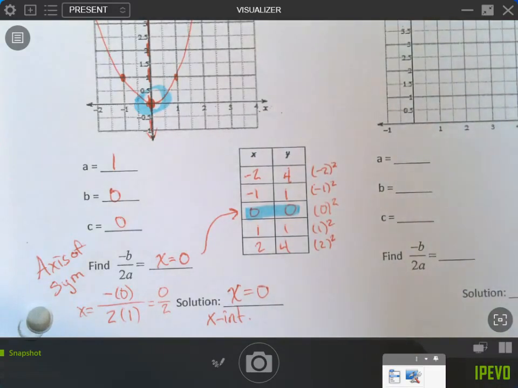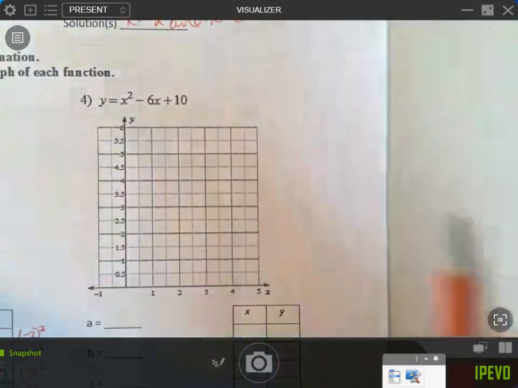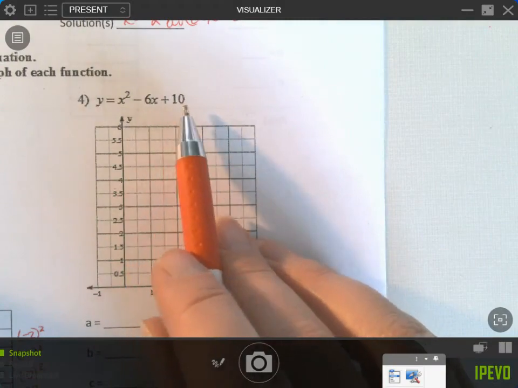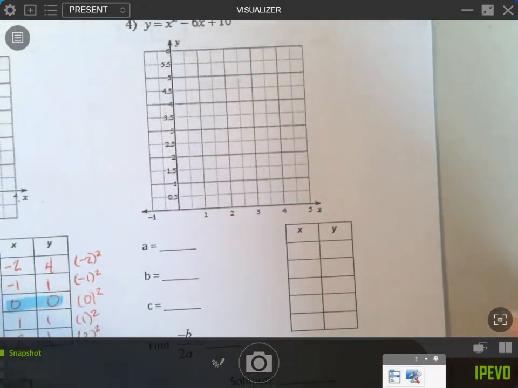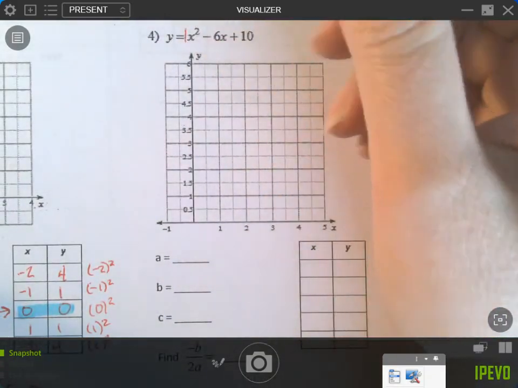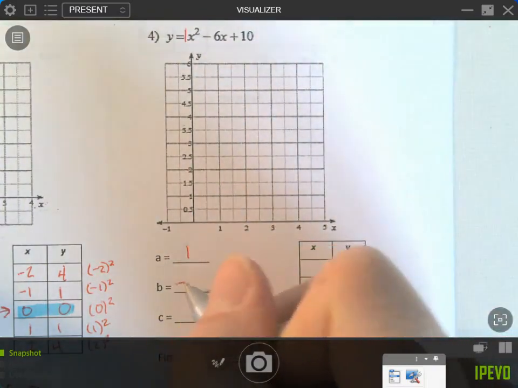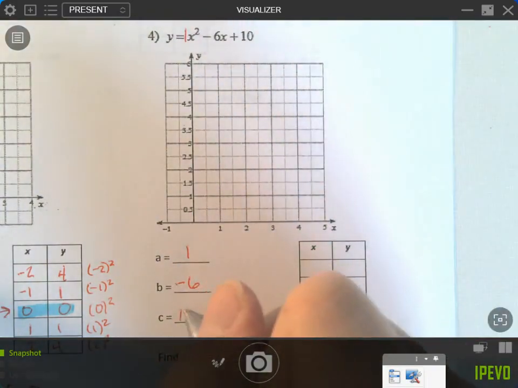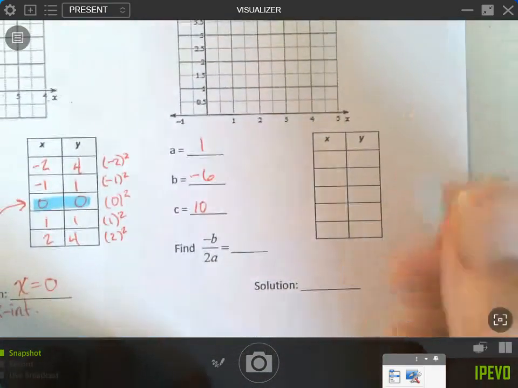Okay, now I'm not going to do all of number 4 with you, but I want to remind you and get you started. First things first, number 4. Is it in standard form? ax squared plus bx plus c. We're good. If it's not, you need to think about your a, b, and c. All right, well, what is a in this problem? Well, a is the number in front of it, so just 1. What's the b value? And what's c? 10. Okay, so let's find our axis of symmetry.